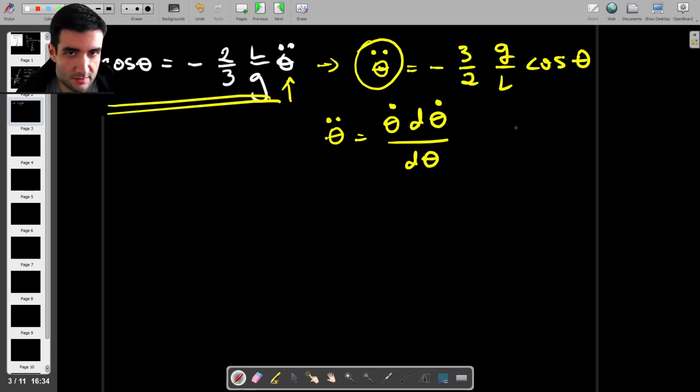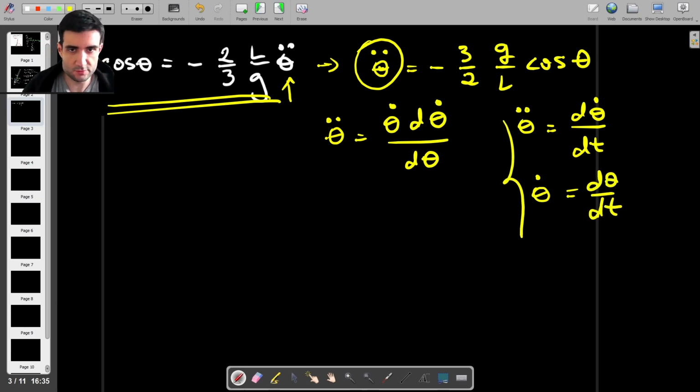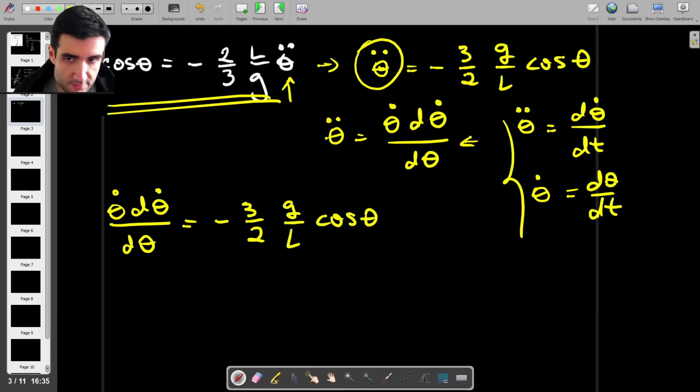Okay, so why is this the case? Well, because theta double dot is d theta dot over dt, and theta dot is d theta over dt. So if we eliminate time in both of those equations, we end up with this. So let's write that as follows. So we have theta dot d theta dot over d theta is minus 3 over 2, and then we have g over L cosine of theta.